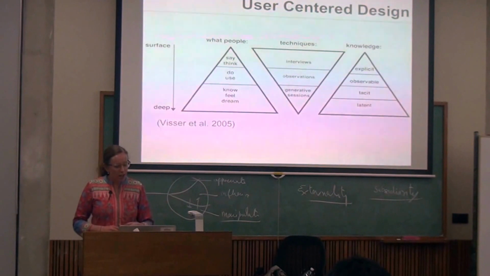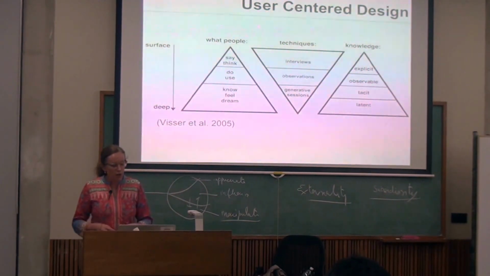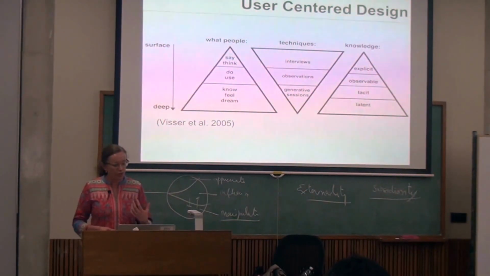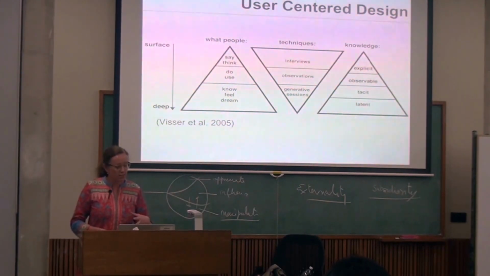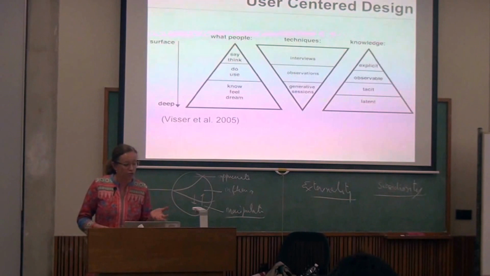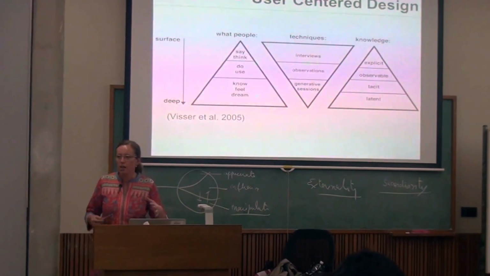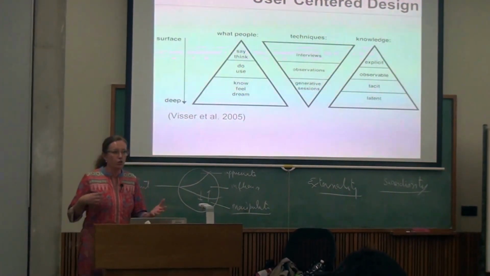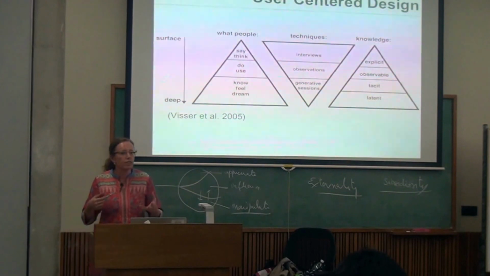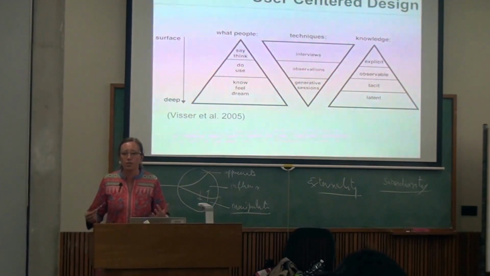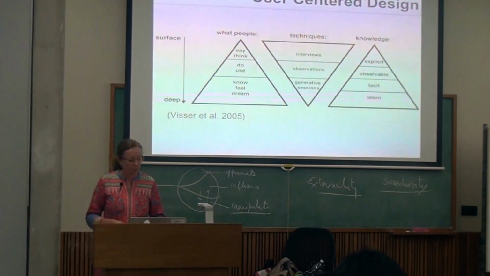So there are very many different ways to know people. So there is what people say or think, there is what people do or use, and then there is the things that people know, feel and dream, and kind of the deep knowledge that you really need to develop with your user through conversation, etc., so that you can really get to understand their true desires and wishes.